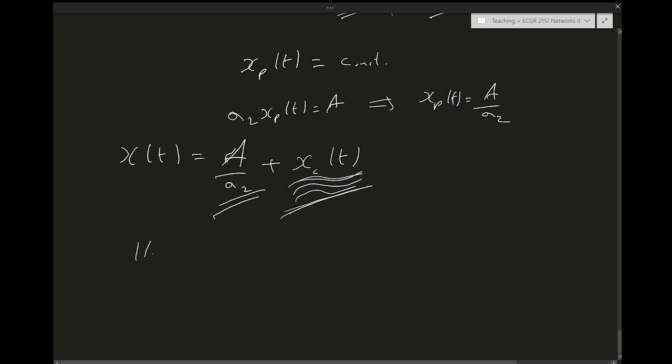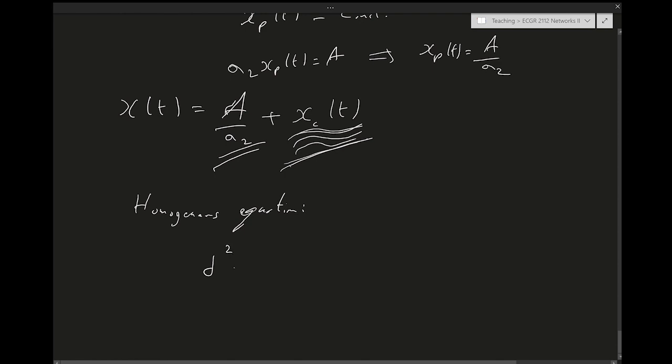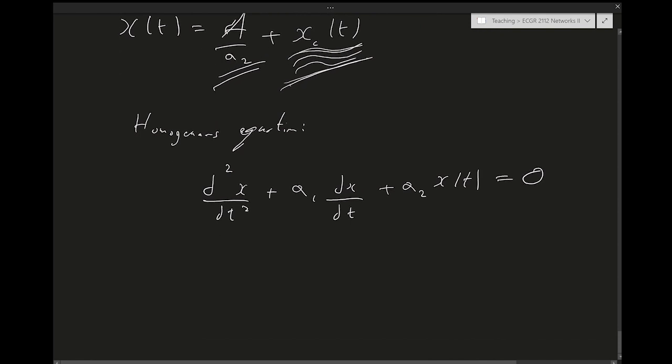The homogeneous equation is as follows: d squared x over dt squared plus a1 dx over dt plus a2 x of t equals 0. So this is the part that is mathematically rich, that gives us all the second order phenomena, while the particular response just follows the input, which is a constant.